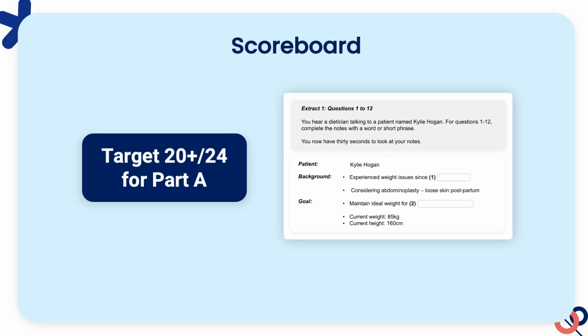For the scoreboard, your target should be at least 20 points out of 24 for Part A. So, how did you do? Part A is the place to bank as many points as possible. If you scored under 18 here, practice your active listening and note-taking speed.